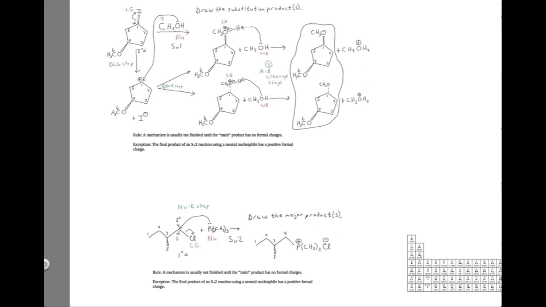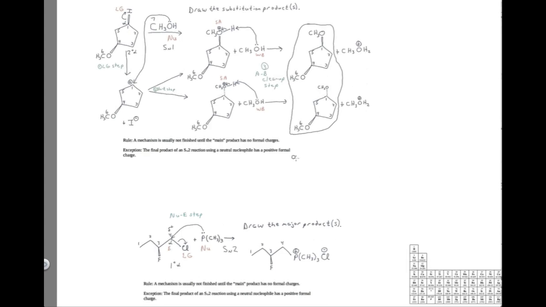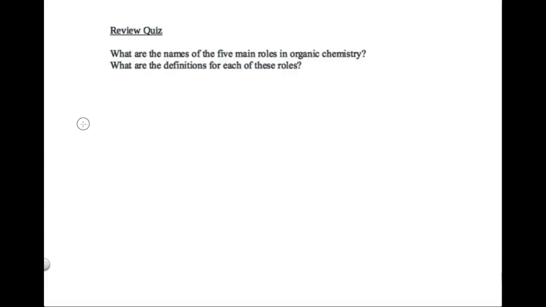When you do a SN2 reaction with a neutral nucleophile, it also ends up with a positive formal charge, but then most professors usually would just leave that positive formal charge in the final product for the SN2 reaction. Mechanisms are usually not finished when the main product still has a formal charge, but SN2 reactions are an exception to that pattern. Let's try a review quiz.